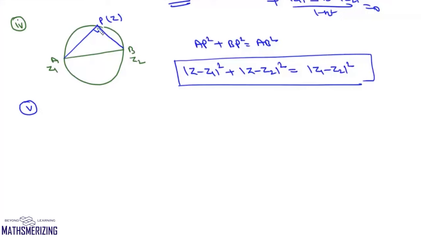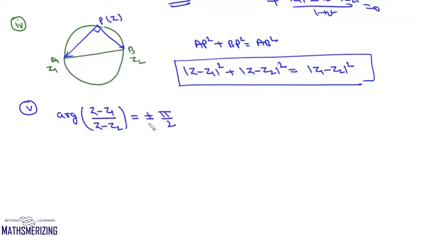Another way to write the same equation is using argument. Now we know that this angle is 90 degrees. Now we can write the angle between these two complex numbers, z1 − z and z2 − z. Then this angle must be pi by 2. So another way to write the equation of the same circle is in terms of argument. So if the argument of (z − z1)/(z − z2) is plus or minus pi by 2, then this z will lie on a circle whose end points of diameter are z1 and z2.